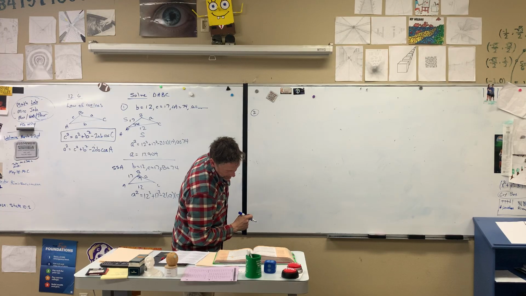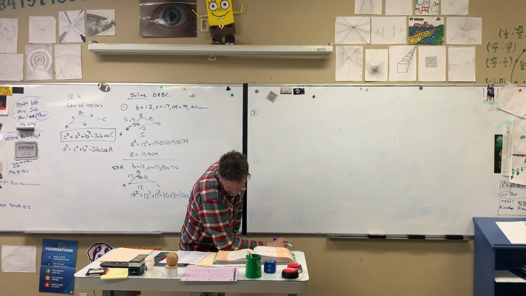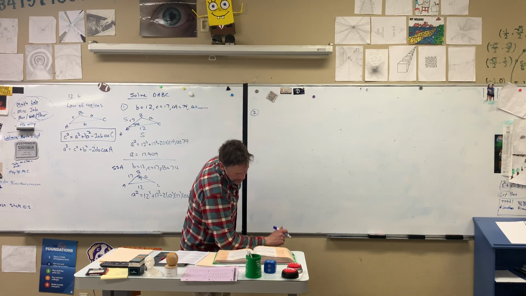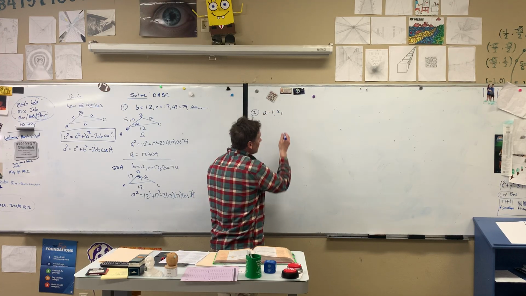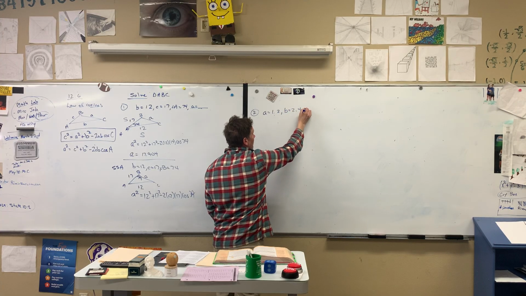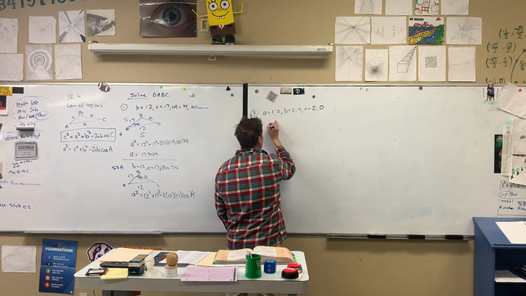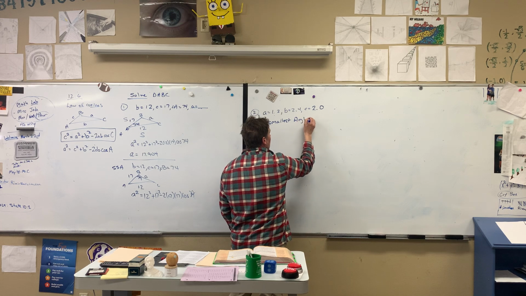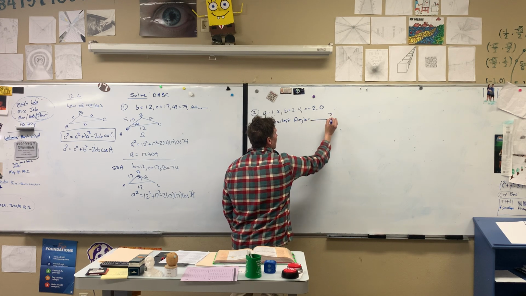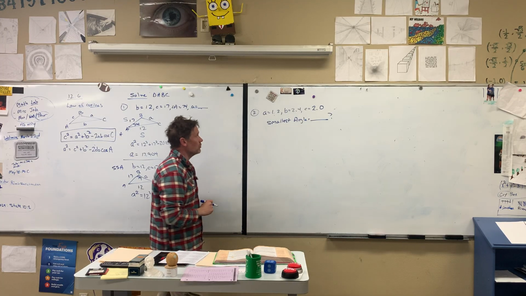And let's say you have, let's do this one. A equals 1.2. B equals 2.4. And C equals 2.0. Okay. And then what they're asking for is the smallest angle.